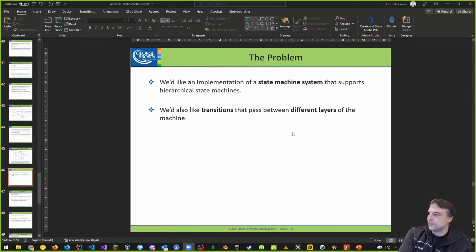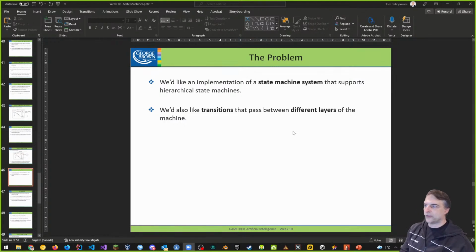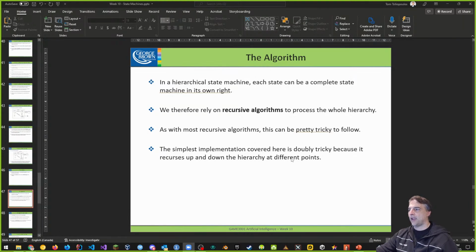All right, so again, here's the problem with hierarchical state machines. We want to implement a state machine system that supports hierarchical state machines. We'd also like transitions that pass between different layers of the machine, so that way we're able to have more complex behavior, which is what we're looking for, right? And when we look at the algorithm, again, a lot of times we use recursion to do that.